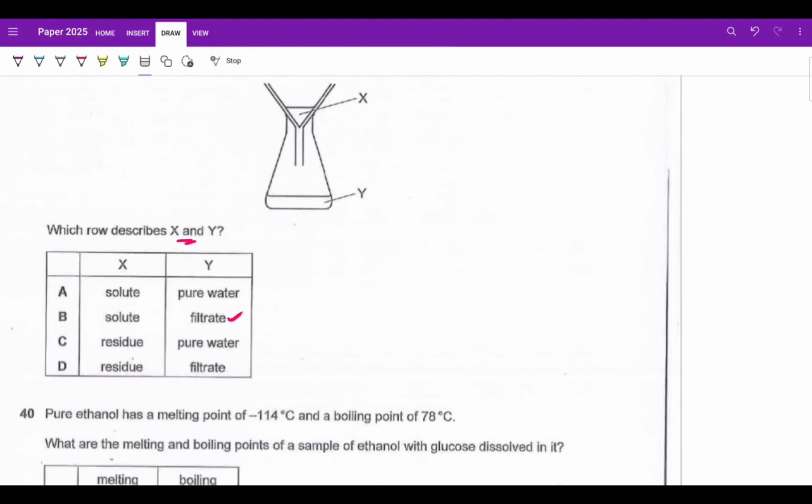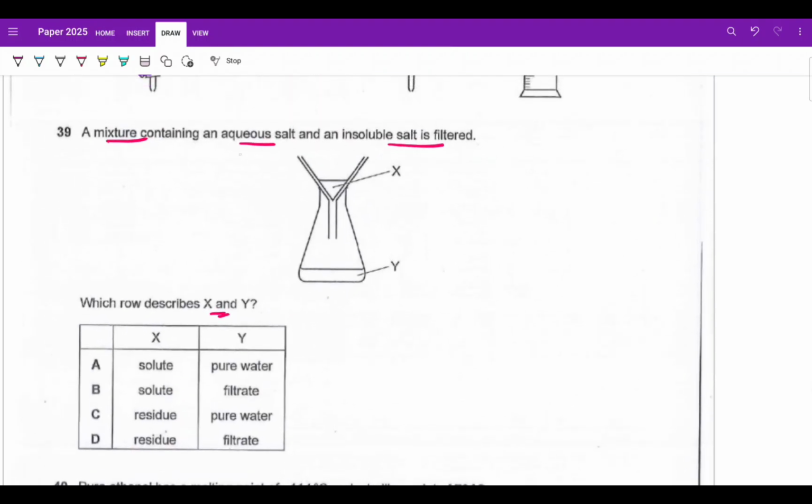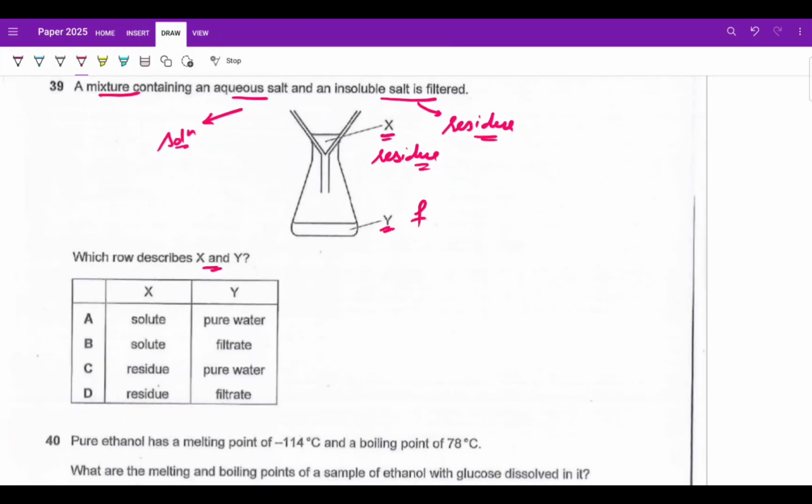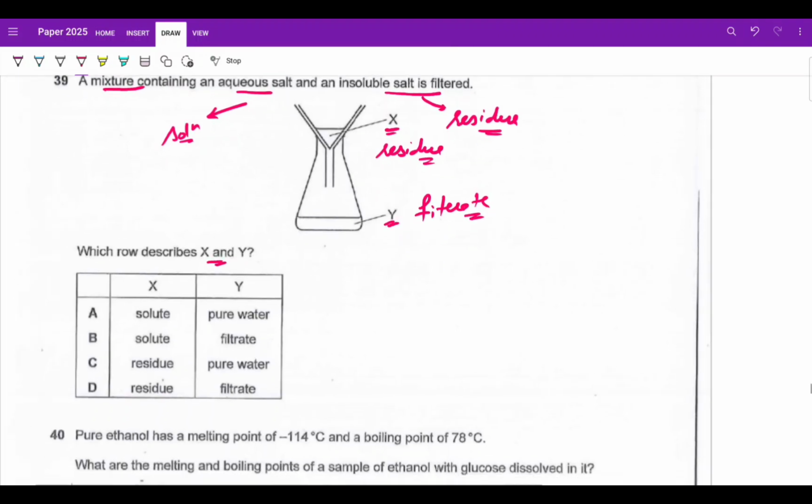So what I have is a solution of aqueous salt, that is a solution of salt, and the insoluble salt will be a residue. It will not dissolve, it will remain as residue. So when you filter, X will be your residue, which will remain behind, whereas Y is my filtrate. After filtering, the solution is called the filtrate, and this filtrate contains the aqueous salt.